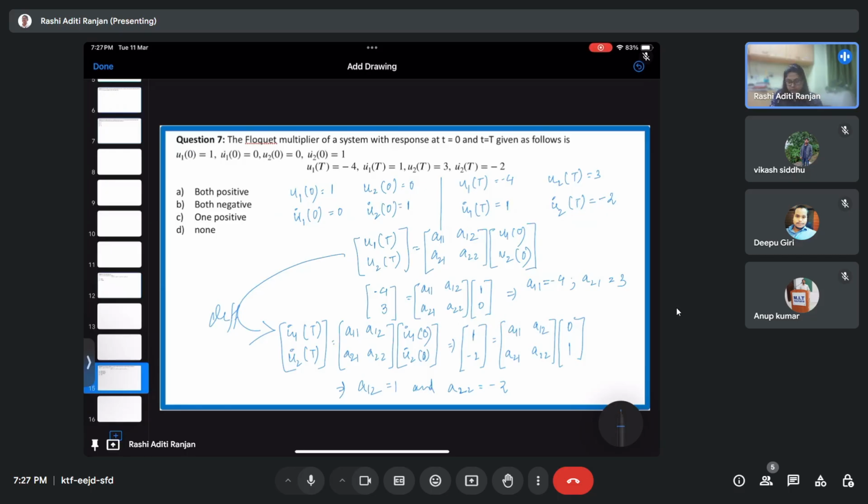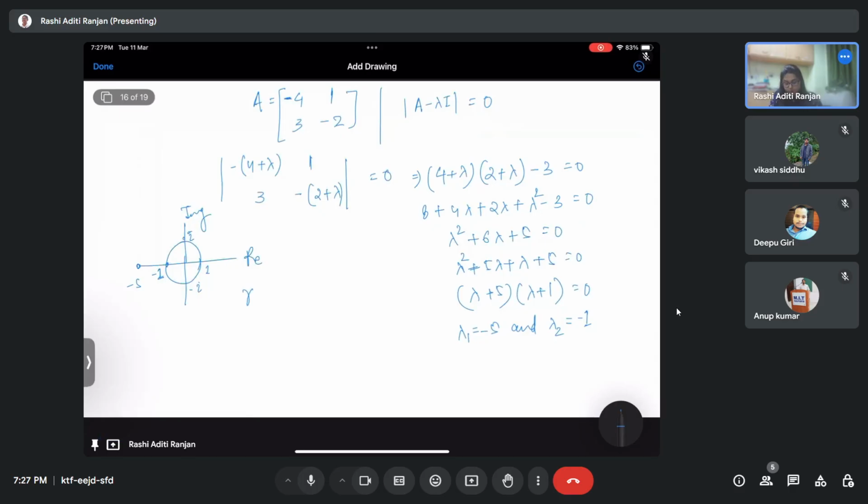Okay, so if you remember, my Floquet multiplier, gamma i, was nothing but ln of the absolute value of lambda i divided by T. So my gamma 1 is going to be ln of 1 divided by T and ln of 5 divided by T. So if you know that for the logarithm, if my value is less than 1, then I'm going to have a negative value. If it is greater than 1, then I'm going to have a positive value. And if it is equal to 1, I'm going to have 0. Okay. So my gamma 2 is going to be positive anyways.